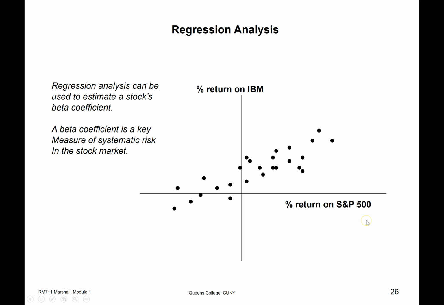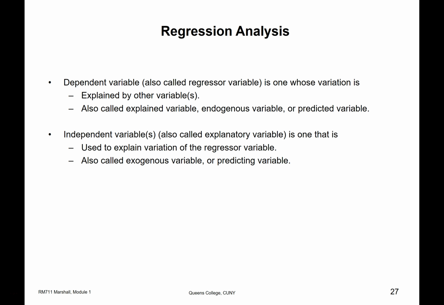Now, technically, if you're calculating the beta, you'd want to use the return in excess of the risk-free rate for both of these. But nevertheless, people often just go ahead and use the percent return as well. So with regression analysis, there is a dependent variable, also called the regressor variable.